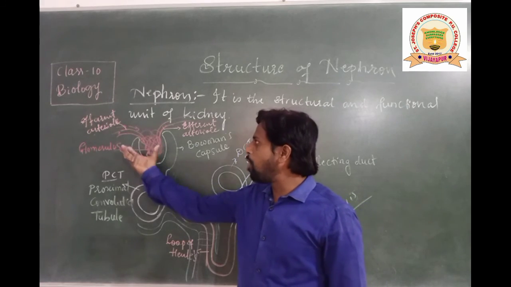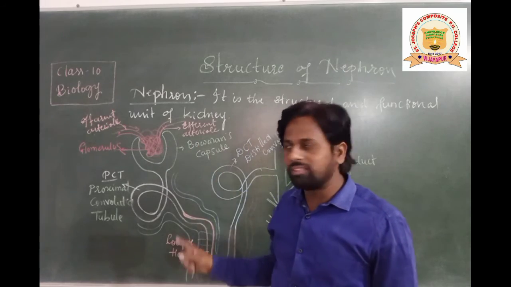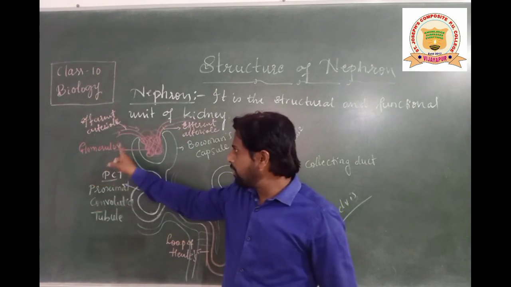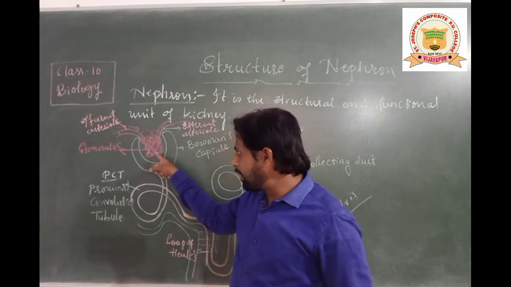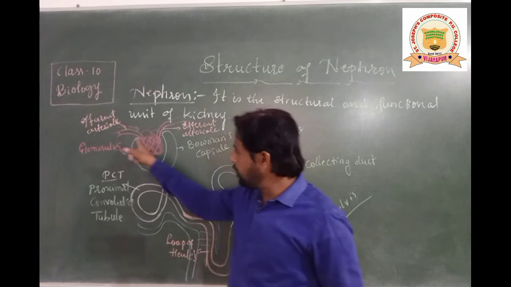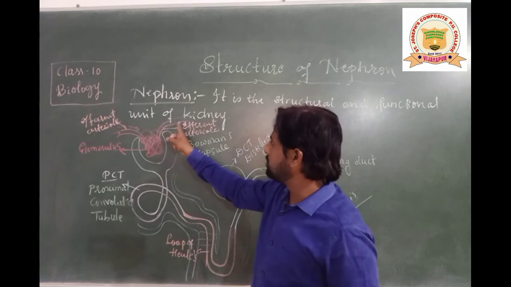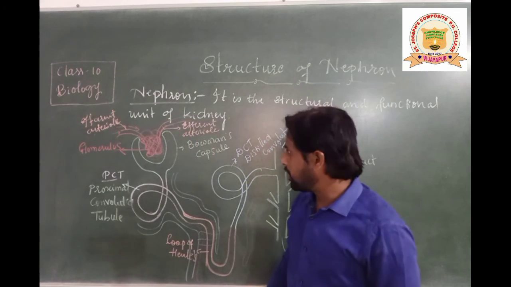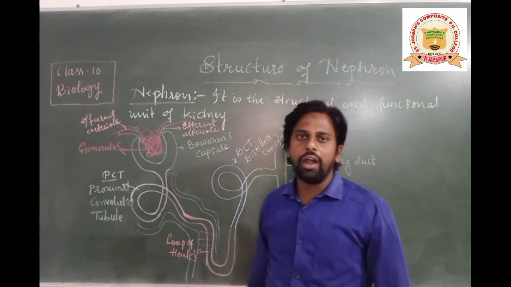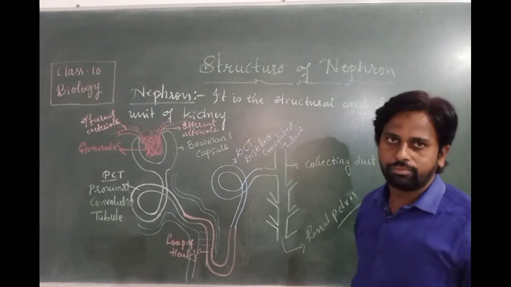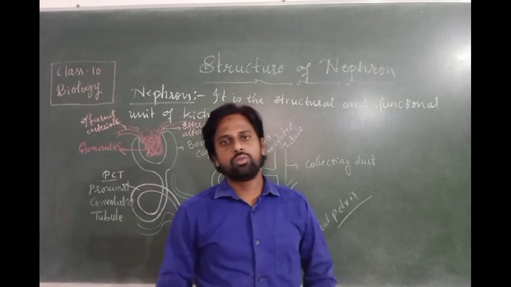Apart from that, inside the Bowman's capsule there is a network of blood vessels. This network of blood vessels is called what? Glomerulus. Okay. So the blood vessel bringing blood into the glomerulus is called the afferent arteriole, and the one taking blood out of the glomerulus is called what, students, here? Afferent arteriole, we call it. This is the structure of the nephron. I hope you all understood the concept.